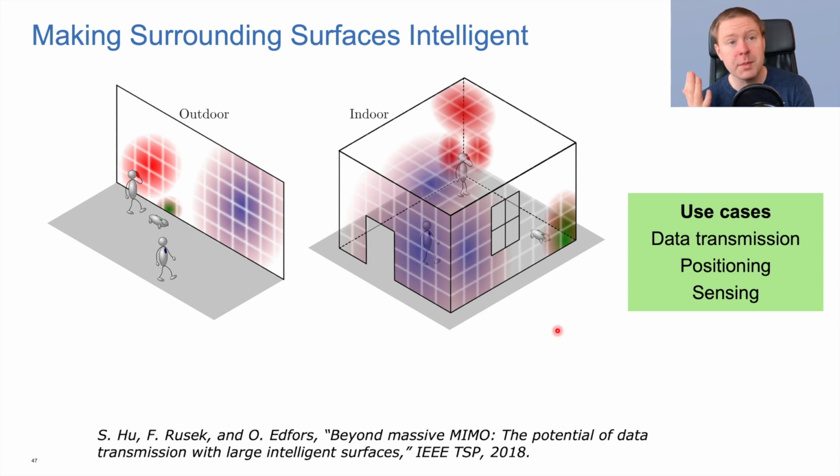And this can not only be used for data transmission, but also for positioning users and for sensing purposes to see what happens with radio waves in this room, is people moving around and so on. And in this tutorial, I will focus only on the data transmission part.